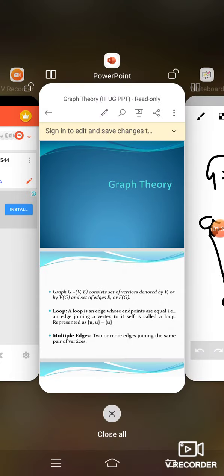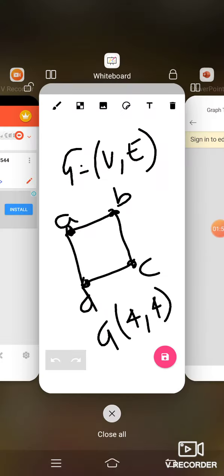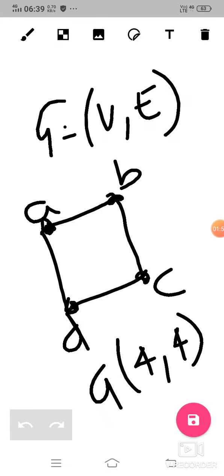Now let's see the next definition. What is called a loop? A loop is an edge whose endpoints are equal. That is, a line joining a point to itself is called a loop. So here, this example is a graph of 4 vertices and 4 edges. Now, what is the definition of a loop that we saw? Yes, it is a line joining a point to itself.